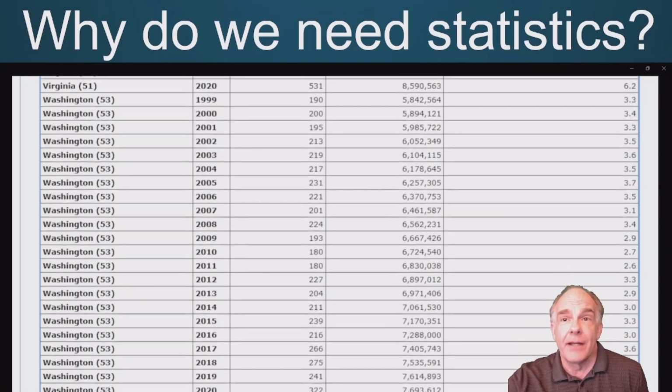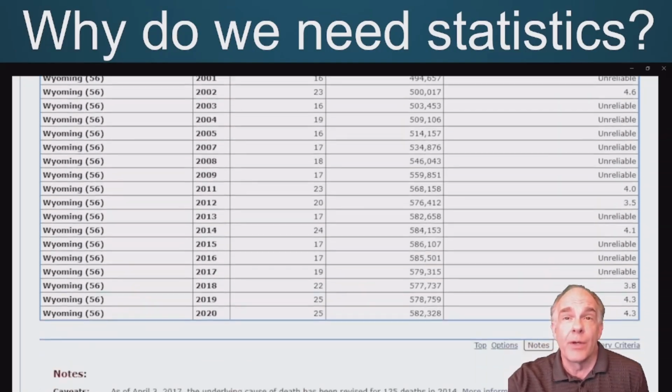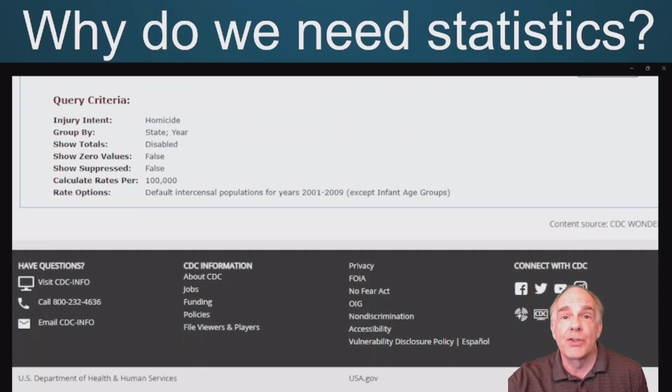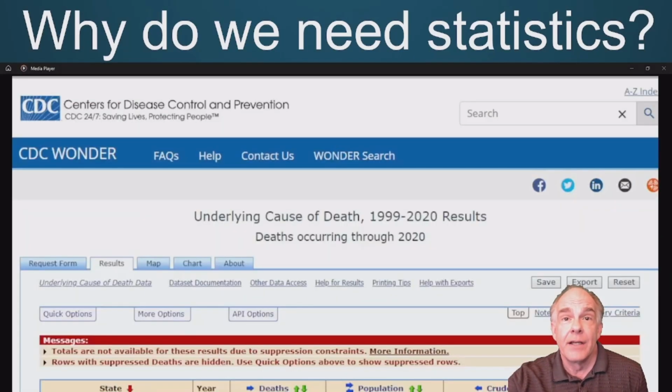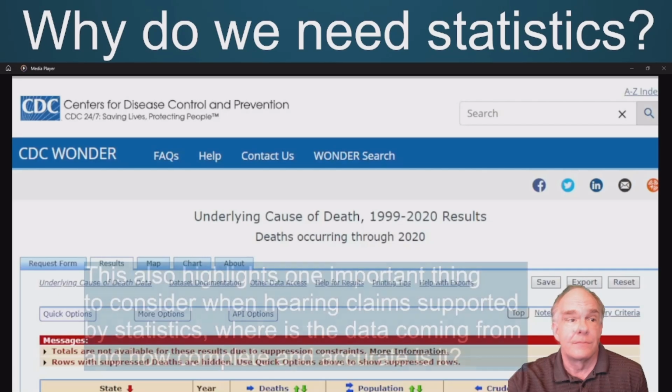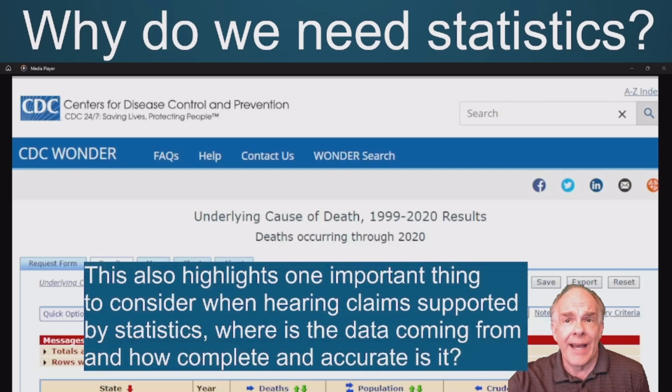This collection of data was over 1,100 lines long and has been scrolling on the screen. We need statistics to describe the data so that you don't have to look at each number individually. This also highlights one important thing to consider when hearing claims supported by statistics. Where is the data coming from? And how complete and accurate is it?